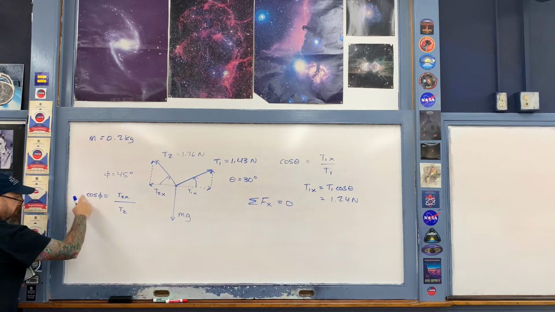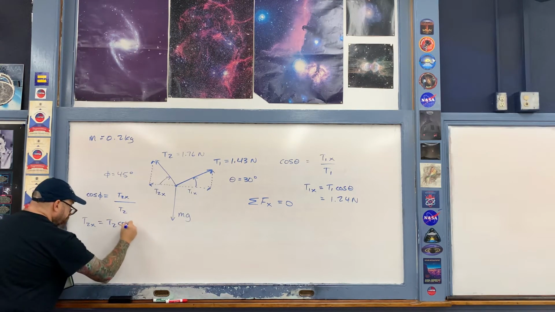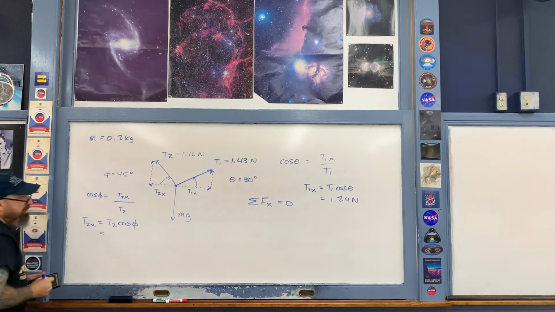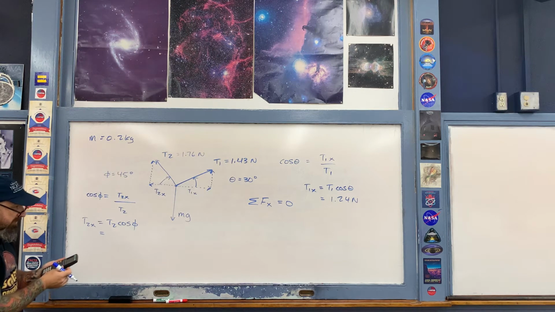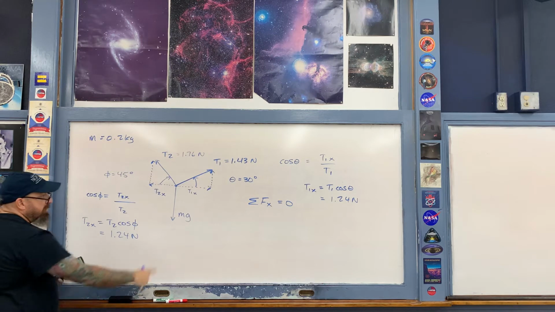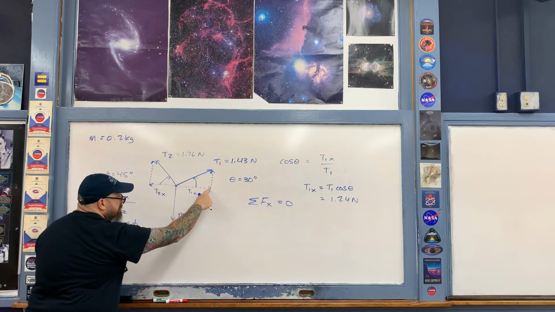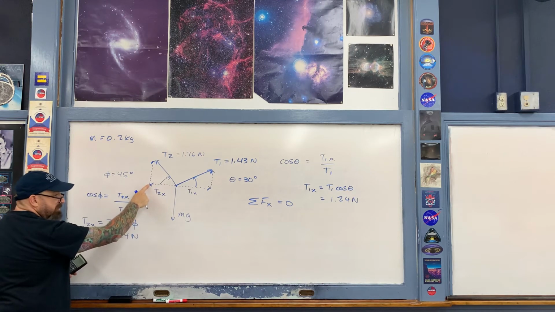Cross multiply the T2 to the other side to get T2 sub x by itself, like so. Now what I calculate here is the value of T2, which was 1.76 newtons, multiplied by the cosine of 45 degrees. And this comes out to be about the same thing, 1.24 newtons. So this 1.24 newtons in this direction exactly cancels out with this 1.24 newtons in this direction as well.